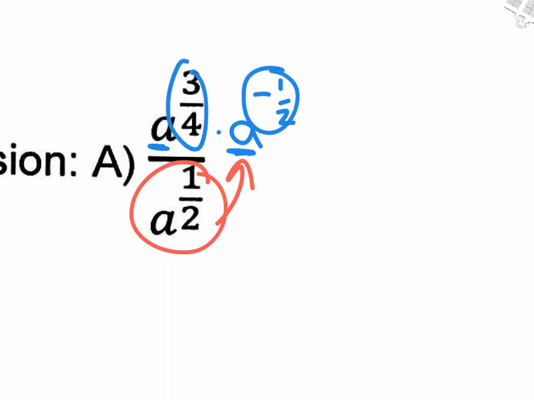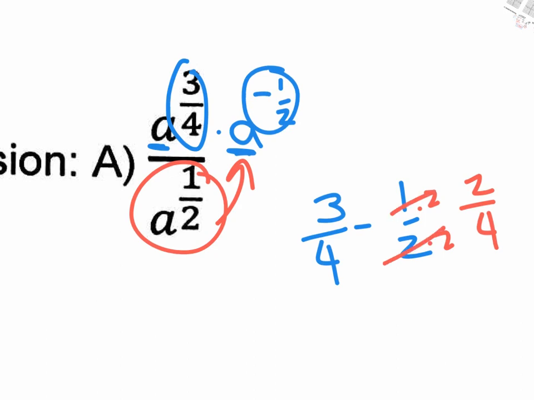3/4 take away 1/2, and that's pretty challenging on its own. So let me write down 3/4 take away 1/2. Of course, you're going to need a common denominator, so you're going to have to change that by multiplying by 2, multiplying by 2. You're going to get 2/4. So instead of 1/2, you have 2/4. So now you have the same denominator, and now you could do 3 subtracting 2. That's going to give you an answer of 1/4.